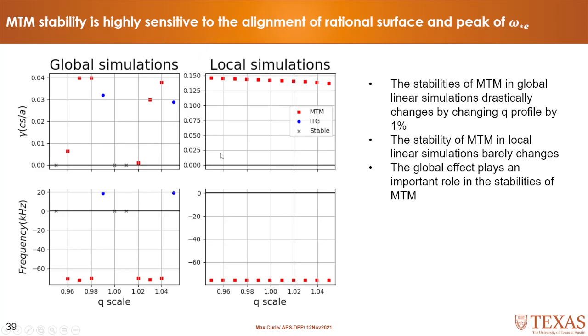It should be obvious by now, at this point of the talk, that the stability of MTM is dependent on the alignment of the rational surface to the peak of omega star E. Such an effect is a global effect. Therefore, the local linear simulation will fail to capture it.